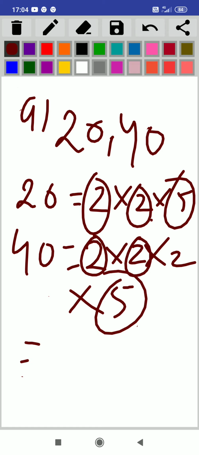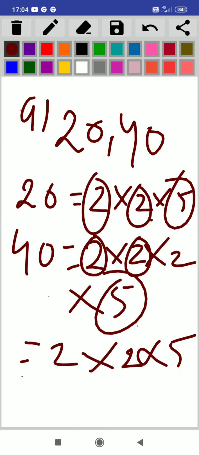So we will select the pair of the factors common to both: 2 multiply 2 multiply 5. So 2 twos are 4 and 4 fives are 20. So it is the common factor of these numbers. So I think the third question is also the same.